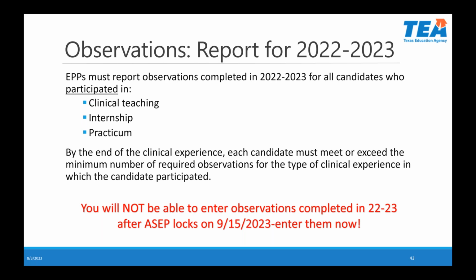If the candidate completed a portion of the clinical experience in 22-23 and expects to complete the remainder of that experience in 23-24, the program must enter the 22-23 observations now, so they will be available and linked to the candidate in 23-24 when the candidate finishes the assignment.